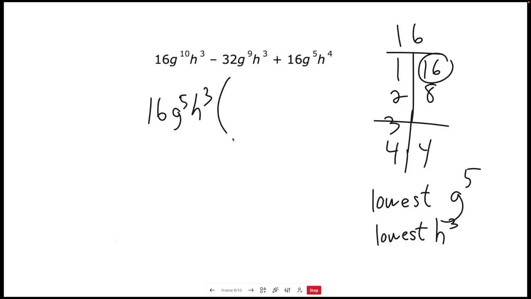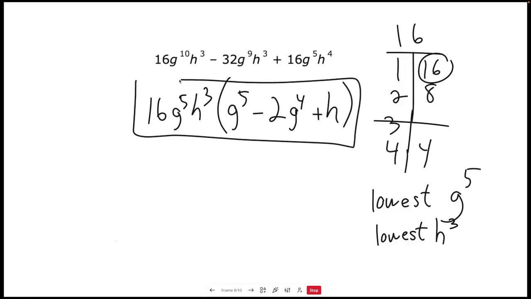And now we divide. 16 divided by 16 is 1. We took 5 g's and 3 h's, so that leaves me with g to the 5th, minus 2. We took 5 g's, so that's g to the 4th. We took 3 h's, so no h's there. And finally, plus 16 divided by 16 is 1. We took 5 g's out, so no g's, and we took 3 h's, which leaves me with just an h. And this is our final answer.